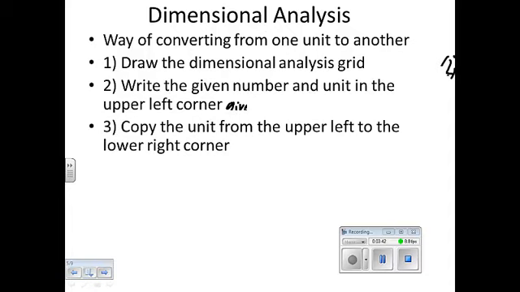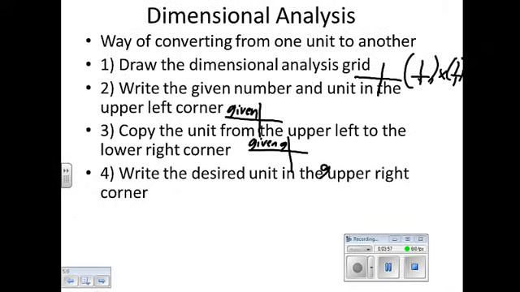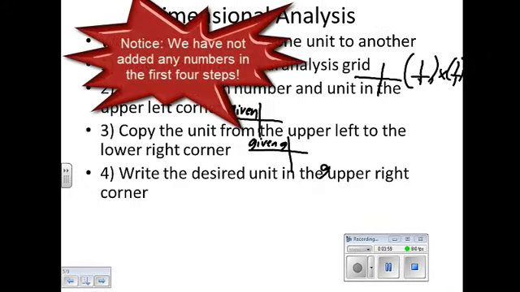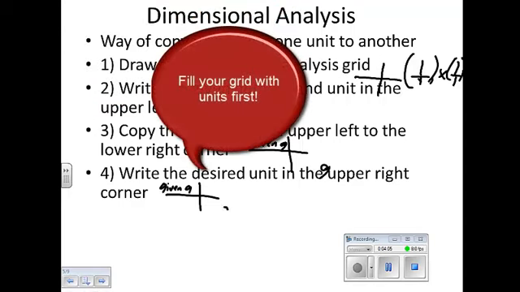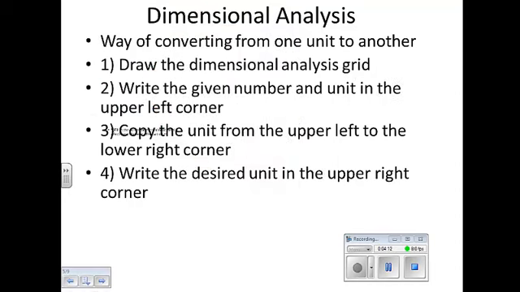So the third, copy the unit from the upper left to the lower right corner. So right here, we'll be given some number, we'll say we're in grams. So the gram in the upper left corner is going to go to the lower right corner. So just the unit, no numbers yet. Okay, the fourth step, write the desired unit in the upper right-hand corner. Let's say we're going from grams to kilograms. So do your given number of grams. Now you're going to put grams in the bottom right. We're going to kilograms, so we'll put that in the top right. That's our desired unit.